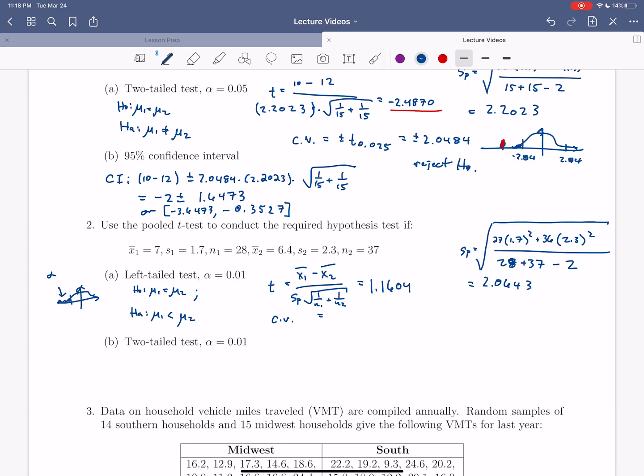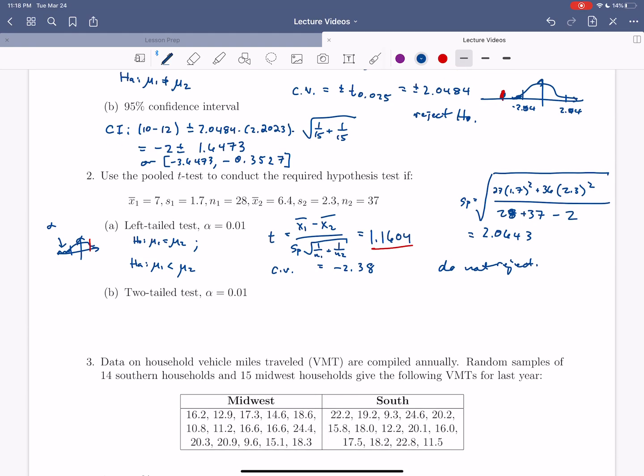But our critical value, it turns out when you actually plug it in and calculate what you should get for your critical value, you get negative 2.38. And I don't know why I only have 2 decimal places there, but that's what I've written down. So negative 2.38. Our test statistic, again, 1.1604, is somewhere over here. It's clearly in the do not reject region, so we do not reject. Okay, that's how that works.